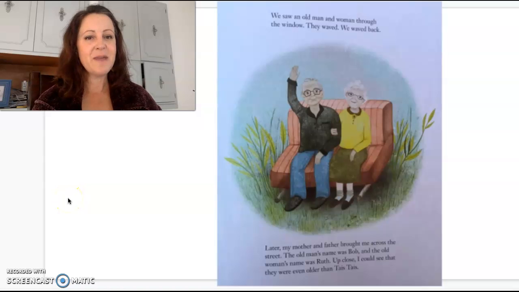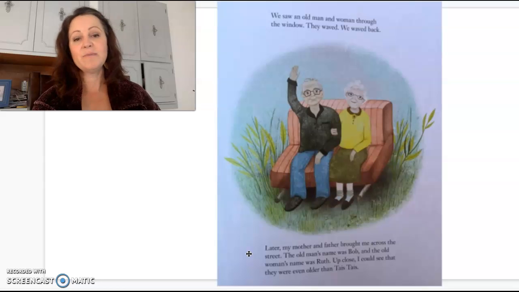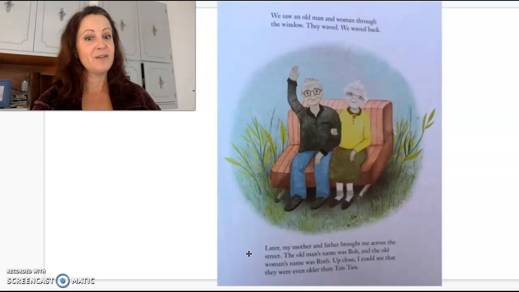We saw an old man and woman through the window. They waved. We waved back. Later, my mother and father brought me across the street. The old man's name was Bob, and the old woman's name was Ruth. Up close, I could see that they were even older than Tsai Tsai.